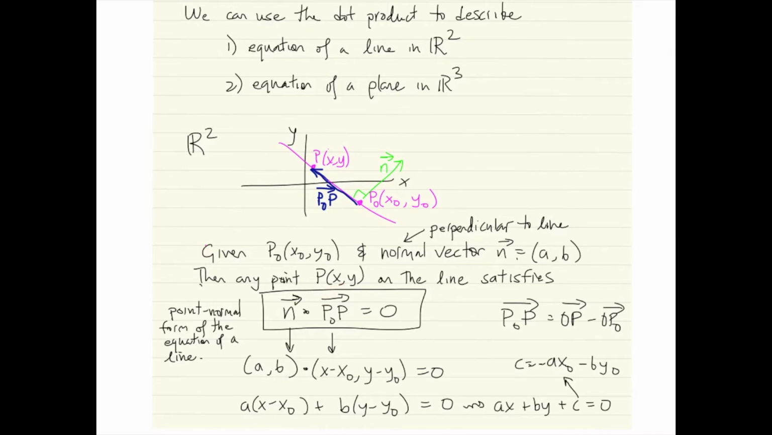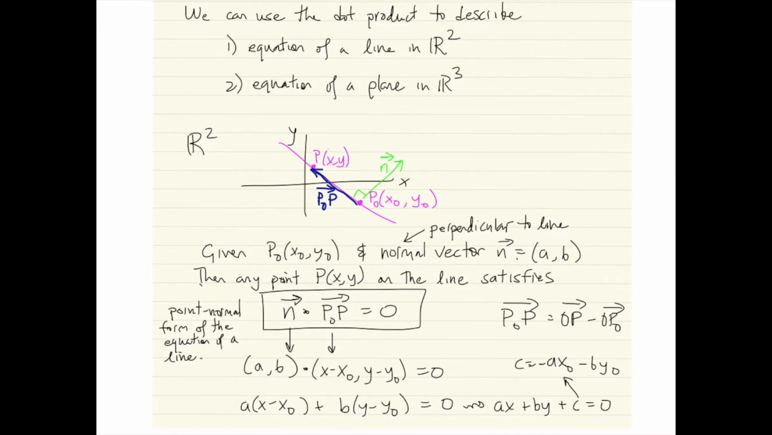Any point on this line, an arbitrary point (x, y), has to satisfy that when you take the dot product of the normal vector, that's in green here, and the vector going from P0 to P, an arrow starting at P0 and ending at P, those two vectors have dot product 0. That's essentially by the definition of the normal vector being normal or perpendicular to the vector that goes from a point on the line to any other point on the line.